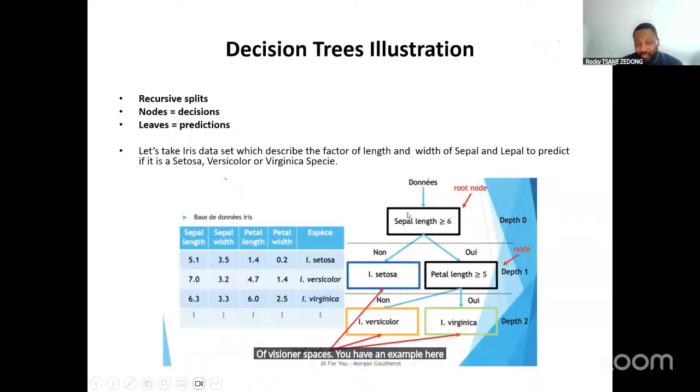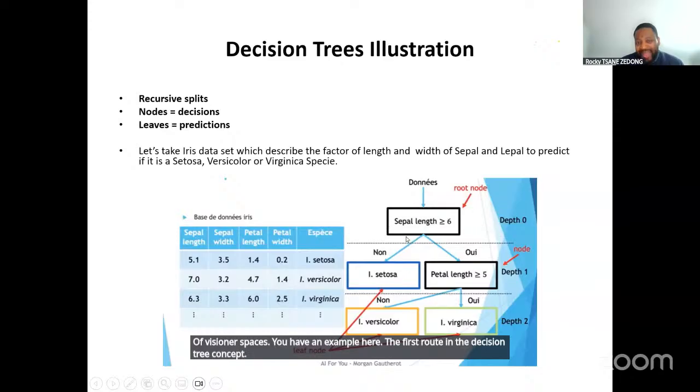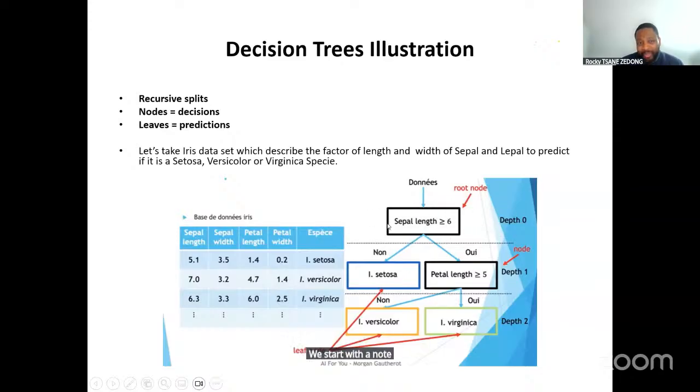In the decision tree concept, we start with a node which is a decision. So we say sepal length less than 6, that is the root node. It's the first one, called the root node, and the other nodes at depths other than 0 are called leaf nodes.